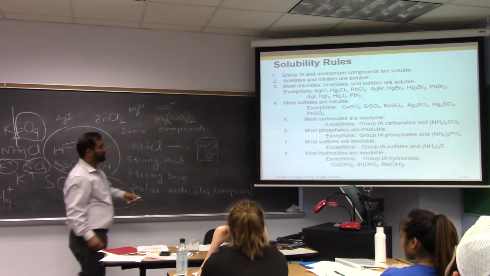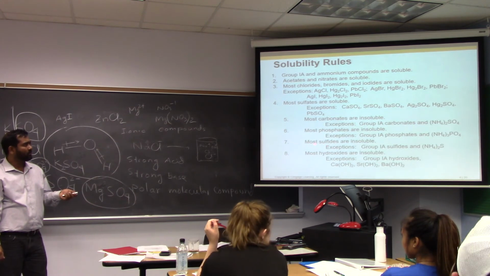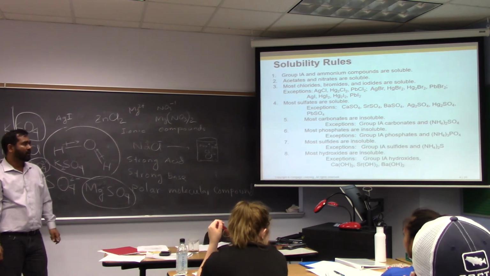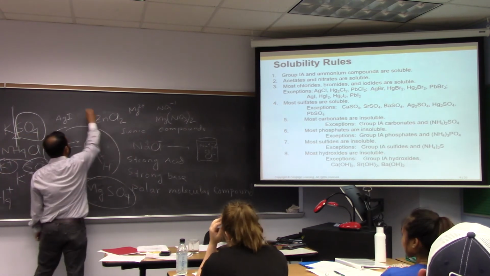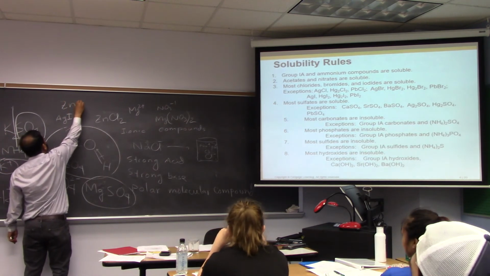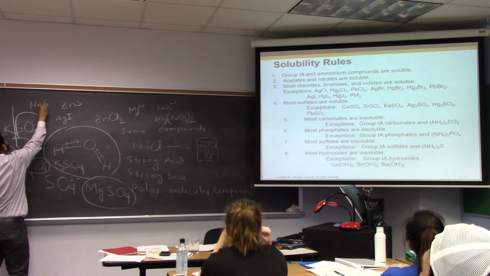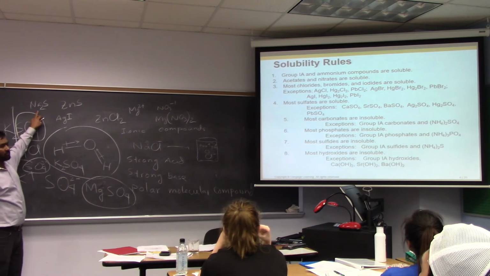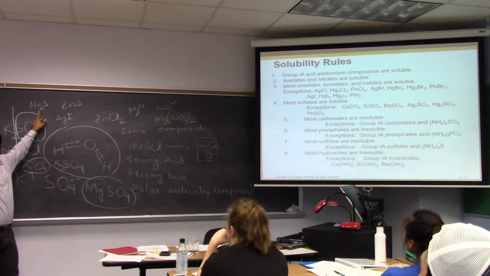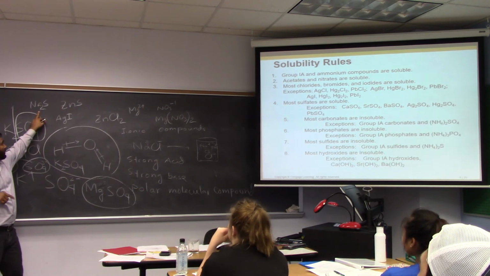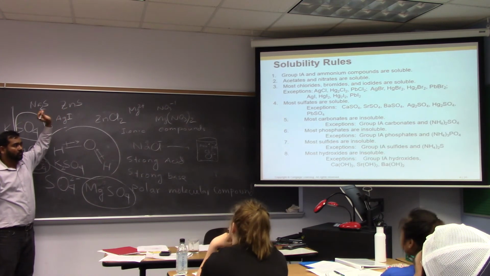So let's go one more example, the very last one, number 7. Most sulfides are insoluble except group 1A and ammonium. How about magnesium sulfide, or zinc sulfide, or sodium sulfide? Is it soluble? Yes, because sodium is in group 1A, exactly. But this one is not group 1A, so it is not soluble. Right?